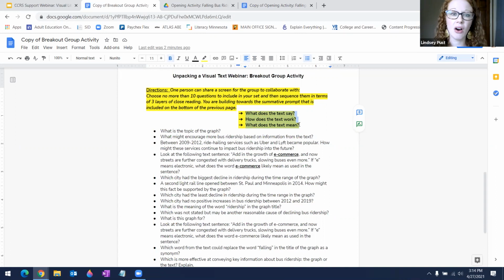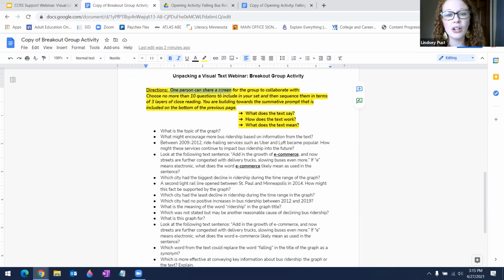And the directions are, when you get in breakout groups, one person can share your screen. We've enabled screen sharing. If you get into your breakout room and you have problems, just click for help or pop back to the main room, and we can certainly help. We'll be going around to breakout rooms as well. But one person can share their screen, so you're all looking at the same document.